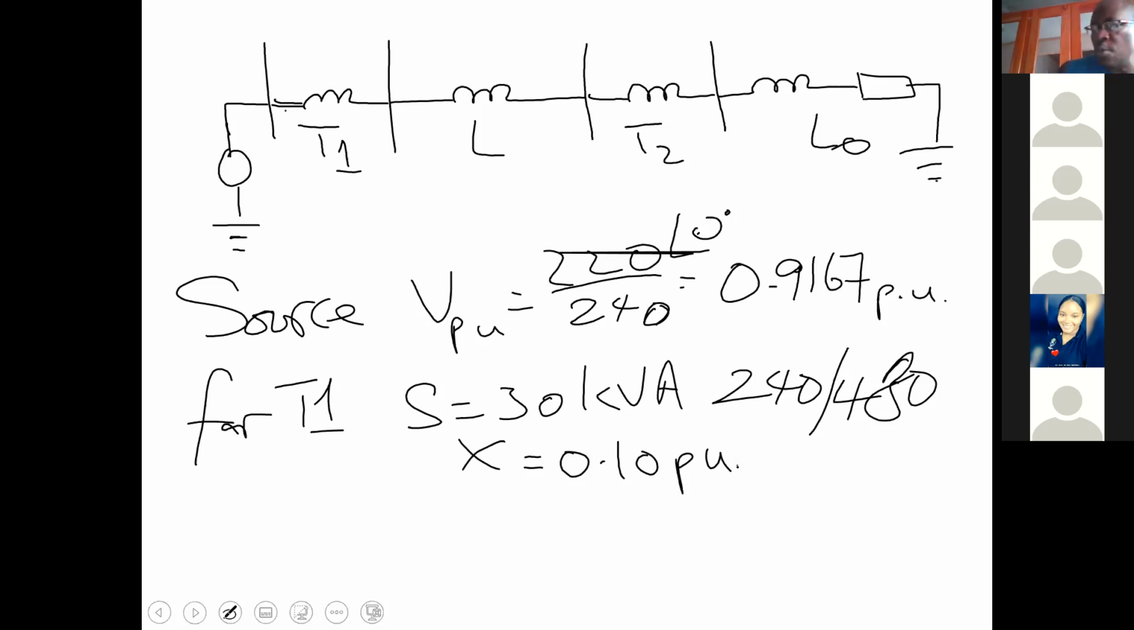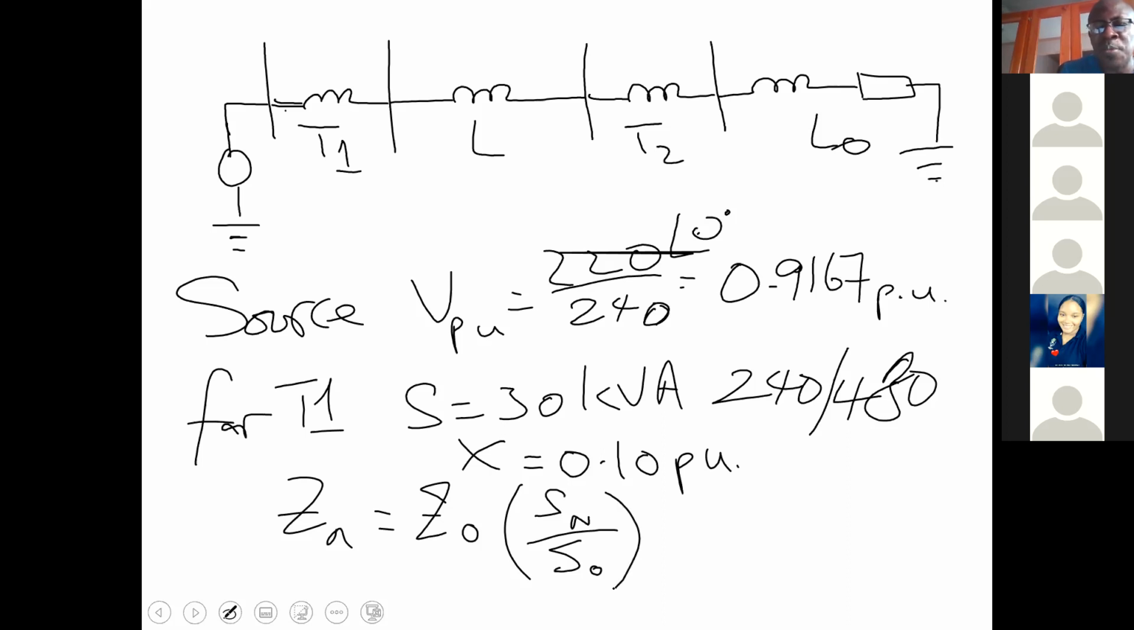All right, so for T1, we want to find Z new. So Z new would be equal to Z old times, once you have S new, S new over S old times V old over V new all squared. Everybody with me? Yes, sir.